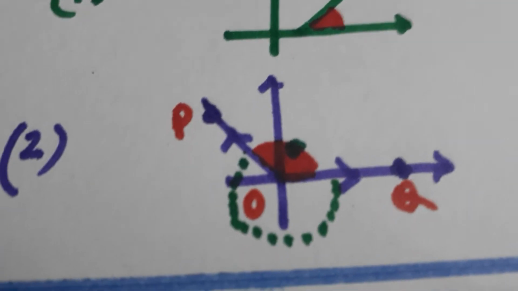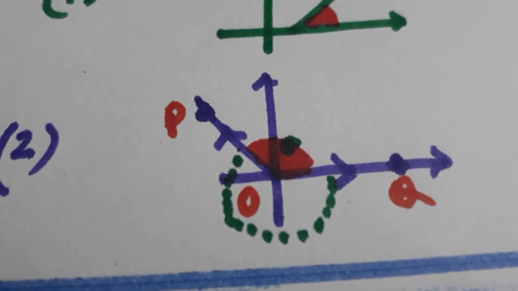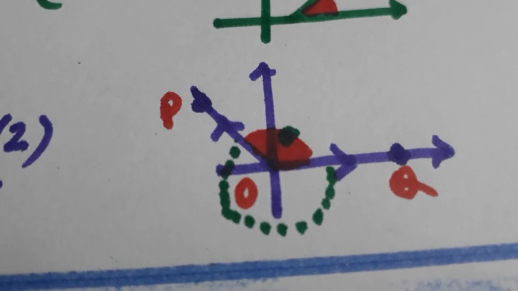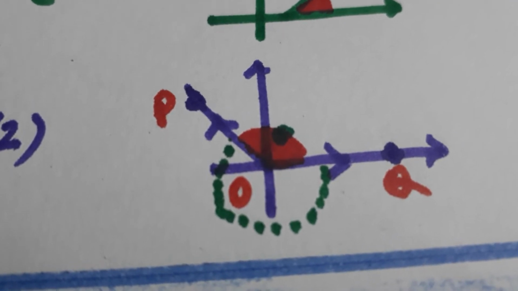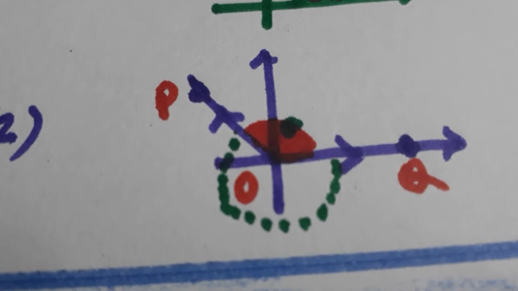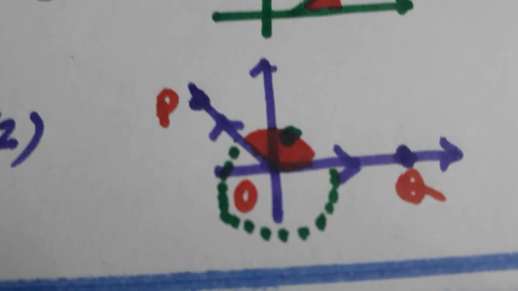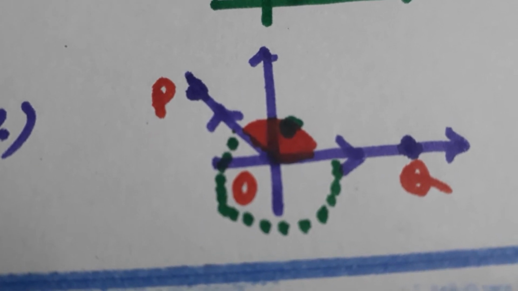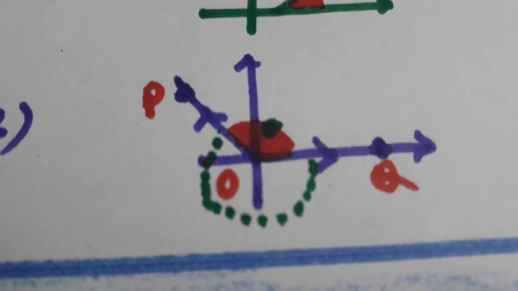So now let us go to this. Look here, OQ is on the positive direction and this is the initial side and OP is the terminal side. So that is somewhere else, and the vertex of the angle is coinciding with the origin. Hence, it is a standard angle. Hence, the angle is in the standard form.